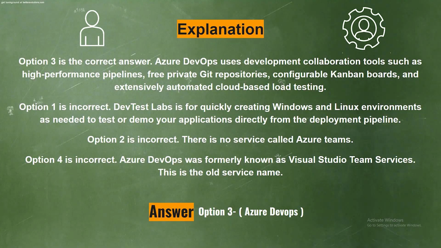Explanation: Option 3 is the correct answer. Azure Dev Ops uses development collaboration tools such as high-performance pipelines, free private GIT repositories, configurable Kanban boards, and extensively automated cloud-based load testing. Option 1 is incorrect. Dev Test Labs is for quickly creating Windows and Linux environments as needed to test or demo your applications directly from the deployment pipeline. Option 2 is incorrect. There is no service called Azure Teams. Option 4 is incorrect. Azure Dev Ops was formerly known as Visual Studio Team Services. This is the old service name.